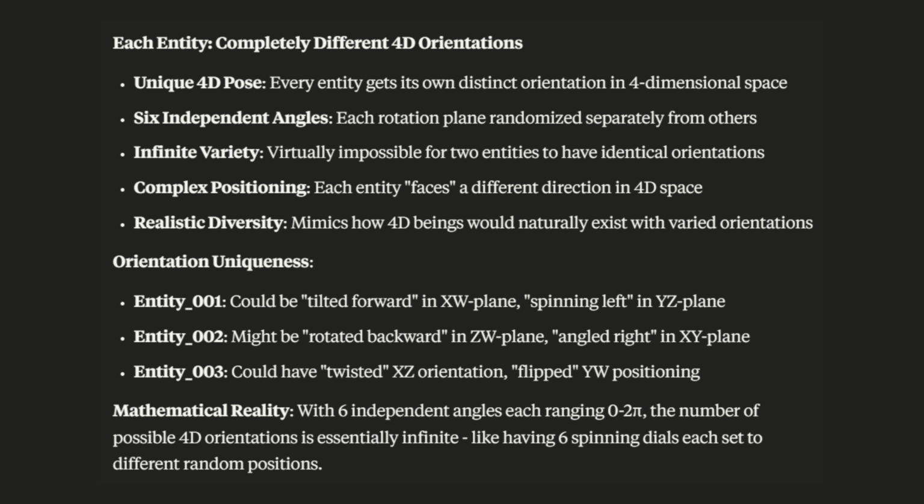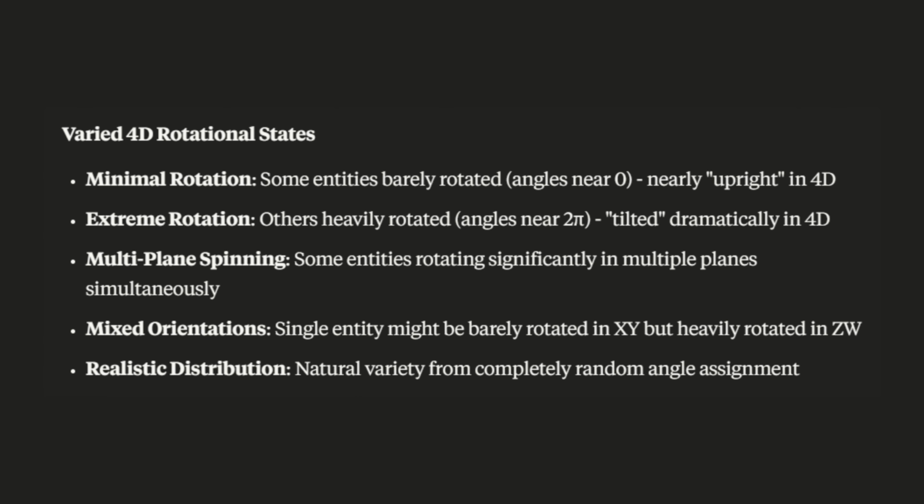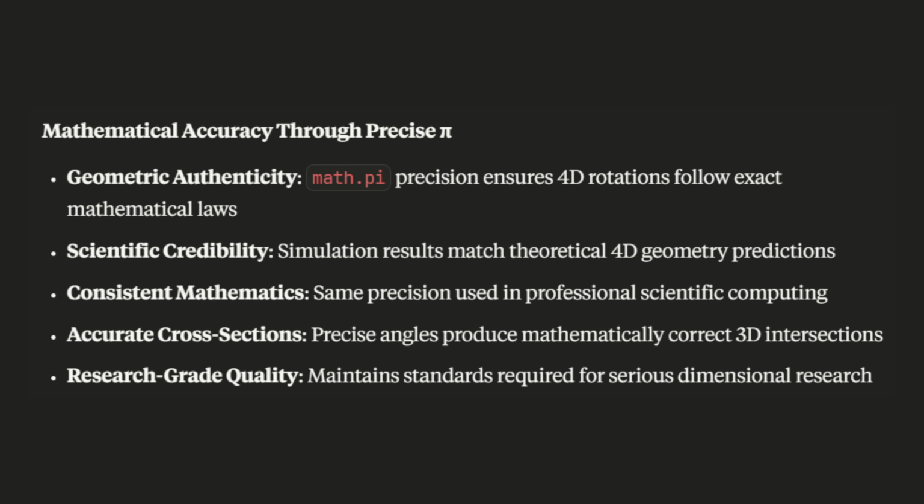This means each entity can have completely different rotational orientations in 4D space. Some might be barely rotated, others spinning through multiple planes simultaneously. The precision of math.pi ensures our 4D spatial simulations maintain mathematical accuracy that matches real geometric principles, making our higher dimensional entities behave according to authentic mathematical laws.